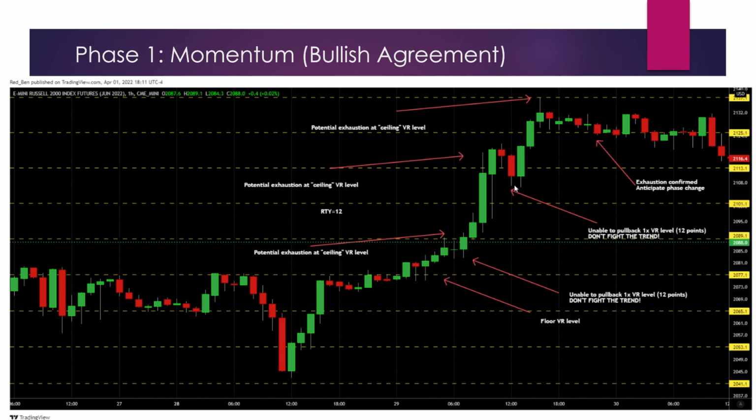So right away, that's a sign that it's probably going to continue. Here again, we have exhaustion. This one's just a test reject of this Voodoo range level quite precisely, which happens a lot. And what do you know? It pulls back one Voodoo range, if not more.